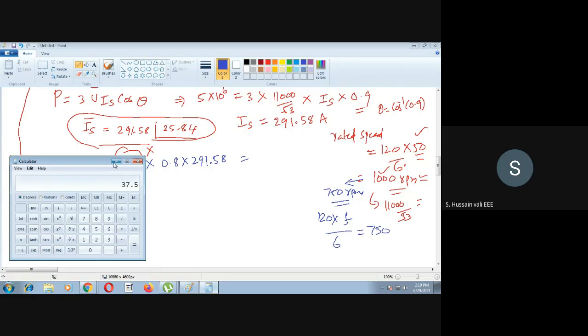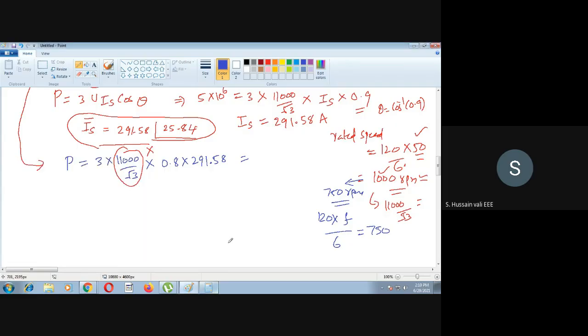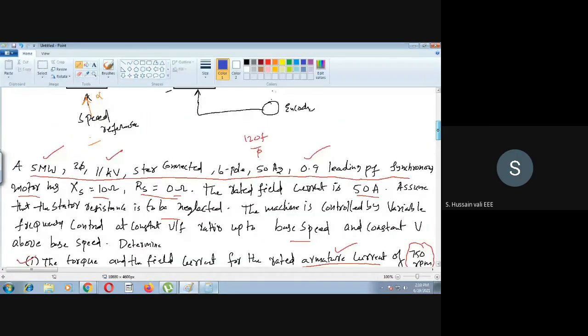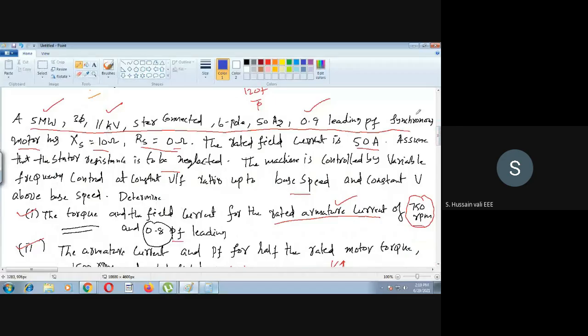So 37.5. So the frequency now you have reduced to 37.5 hertz. Okay. Now when you reduce the frequency, the question is, what do you do with the supply voltage? Do you maintain 11 kilovolts or other than 11 kilovolts?